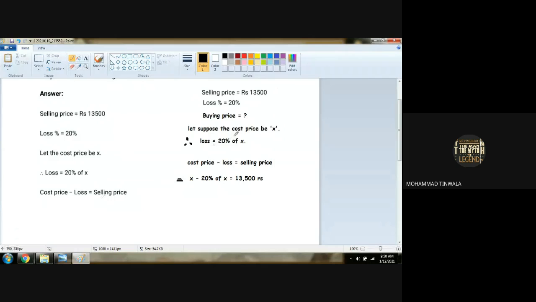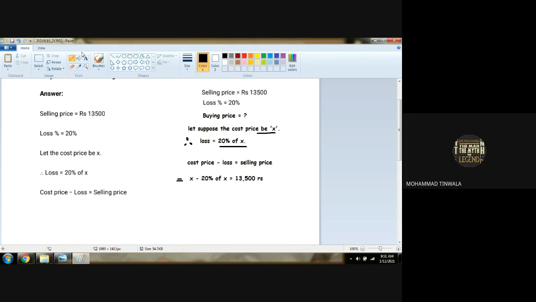Cost price we have supposed as X. So in the place of cost price we took X. Loss we got 20% of X. So in the place of loss, in our formula, exactly the things we have to take, we have placed. In the place of cost price X, in the place of loss 20% of X, is equal to 13,500 rupees. Yes or no?